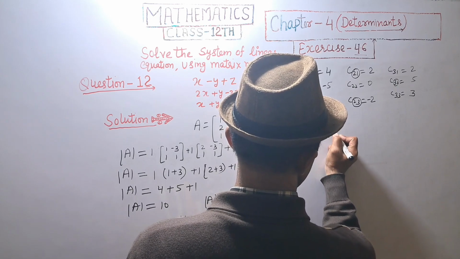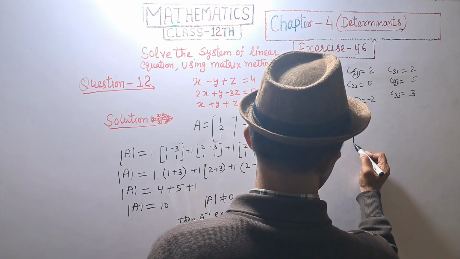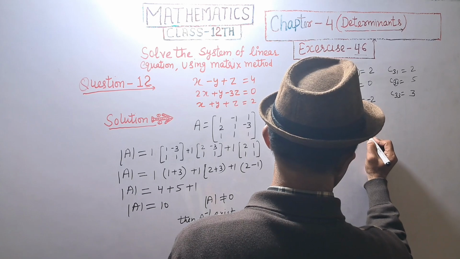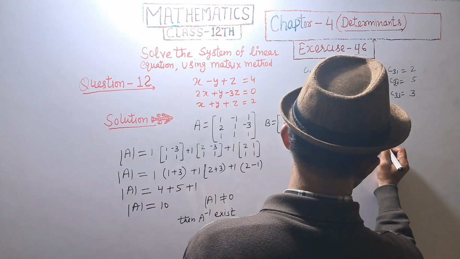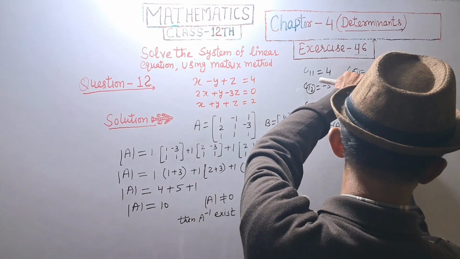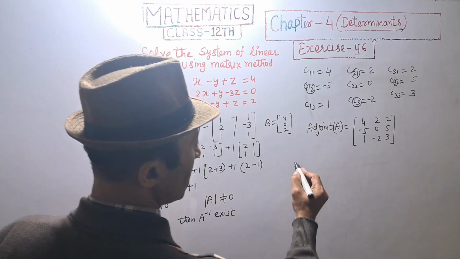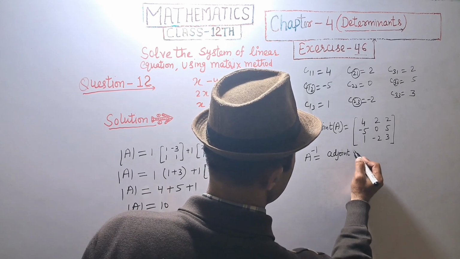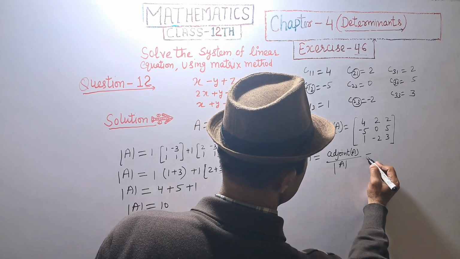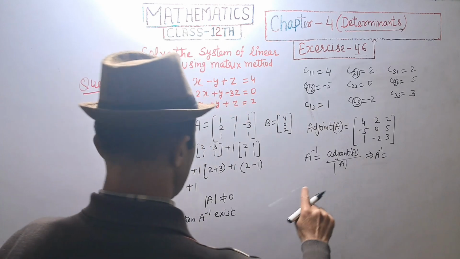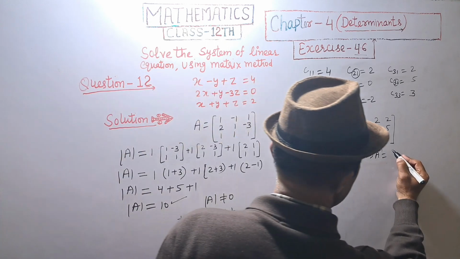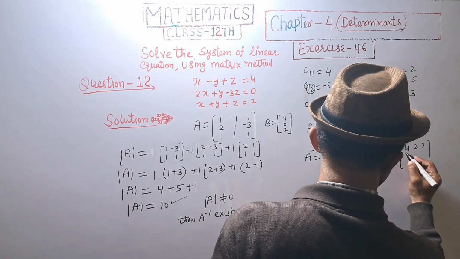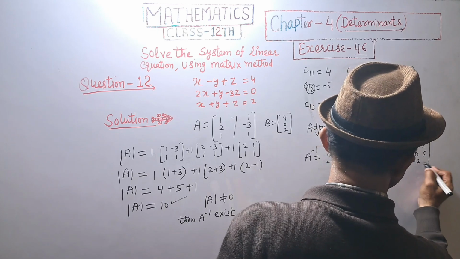Adjoint A is equal to C11, C12, C13 written in column direction, that is 4, -5, 1, 2, 0, -2, and 2, 5, 3, that is adjoint A. And A inverse is equal to adjoint A upon determinant of A. This implies A inverse equals, determinant of A is 10, that is 1 upon 10 into adjoint A, which is 4, 2, 2, -5, 0, 5, 1, -2 and 3.